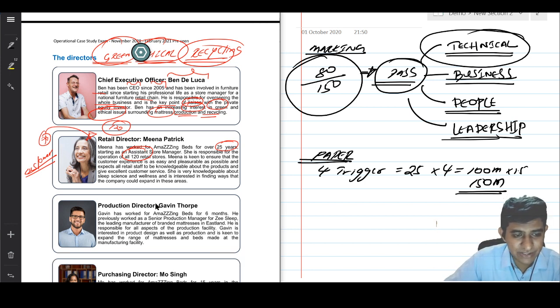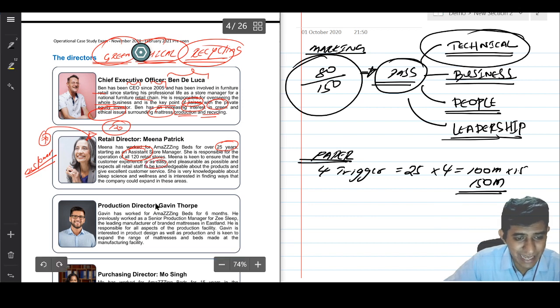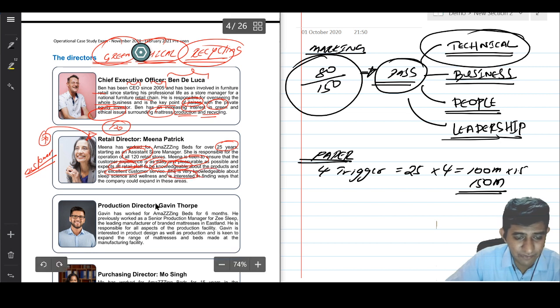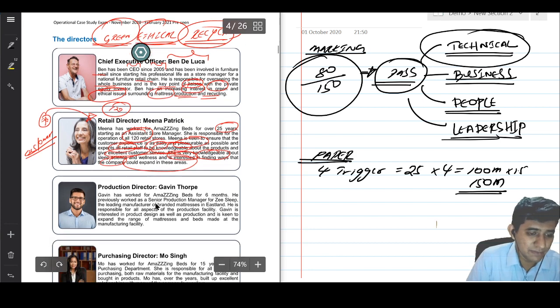Meena is keen to ensure that the customer experience is as easy and pleasurable as possible, and expects all retail staff to be knowledgeable about the products and give excellent customer service. That's what I told you. It's a very important duty. She is very knowledgeable about sleep science and wellness, and is interested in finding ways that the company could expand these areas. Just keep that in mind.